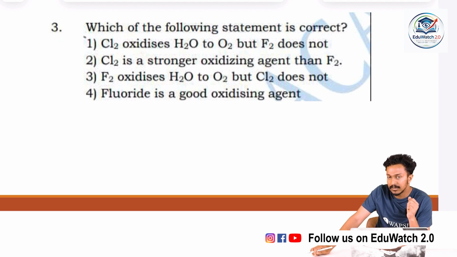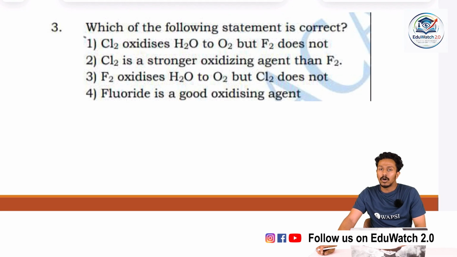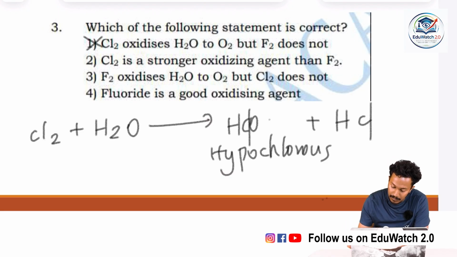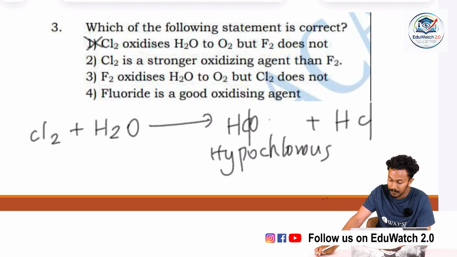Which of the following statements is correct? Chlorine oxidizes water to oxygen, but fluorine does not. Here, chlorine reacts with water to give hypochlorous acid and hydrochloric acid, and does not oxidize it to oxygen, so option 1 is wrong. Let me explain the reaction: chlorine, when treated with water, converts to HOCl, which is hypochlorous acid, and HCl. So option 1 is wrong.